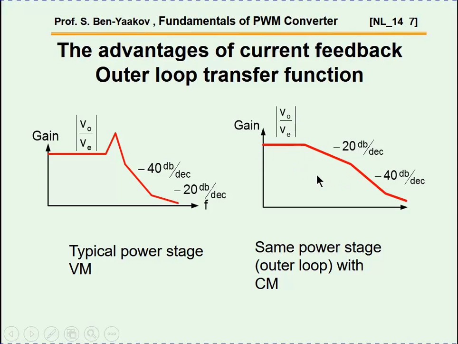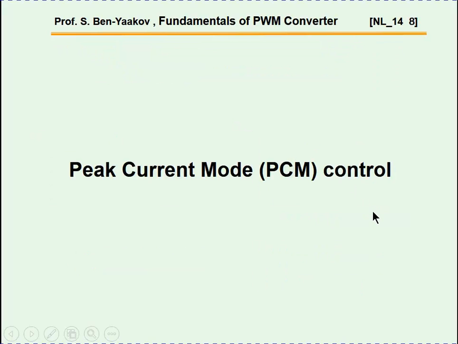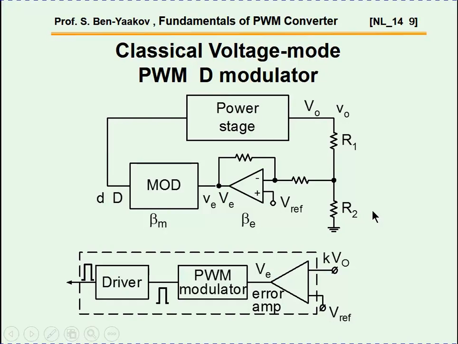However, when we apply the current loop, the inner current loop, the system becomes this first order, this portion here. Again, when we lose the current loop, that is the bandwidth of the current loop would be maybe up to here, and then of course we go back to the minus 40 dB per decade. But this section here is very nice, and we can close the loop, say up to here, and get a very nice response. So let's see how we actually implement the peak current mode.